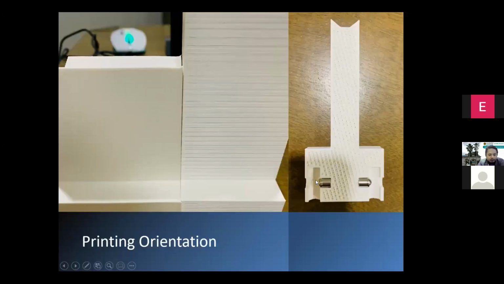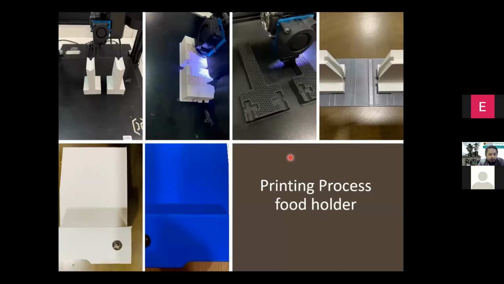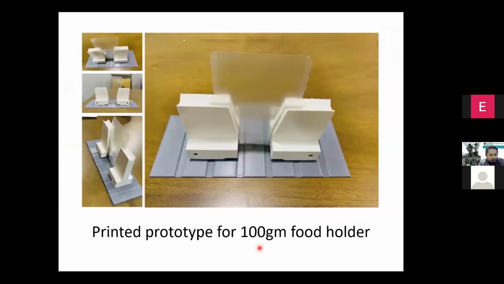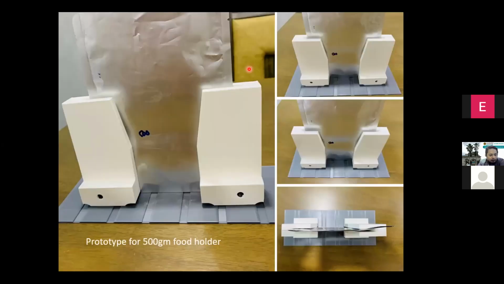All right, I just want to share some of the 3D printing process for the food order. So we are printing two pieces at a time. And this is a printing prototype for a 100 gram food holder that fits into the conveyor. And this is also 100 gram. This is the pouch, 100 gram. And this is for 300 gram. This is for 500 gram, a little bit bigger.